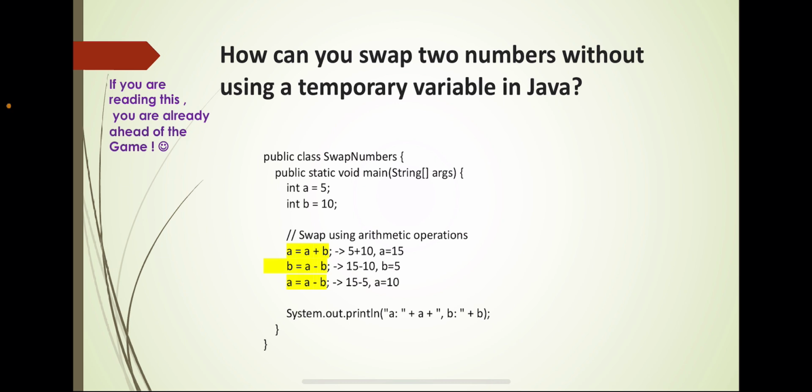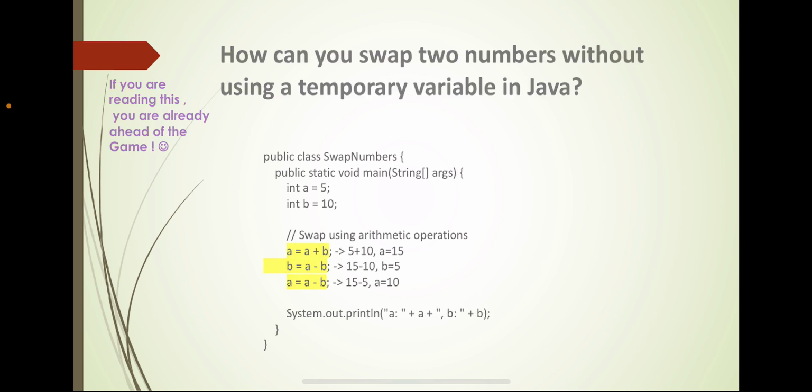So when you go to the next one, it is to swap two numbers without using a temporary variable. Then you can use this: a = a + b, b = a - b, a = a - b. So a is 15, then b is 15 minus 10, that is 5, and a is a minus b, that is 15 minus 5, that is 10, which has literally swapped these a and b values.